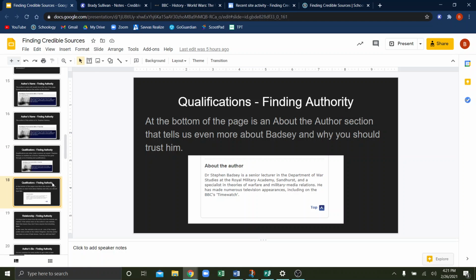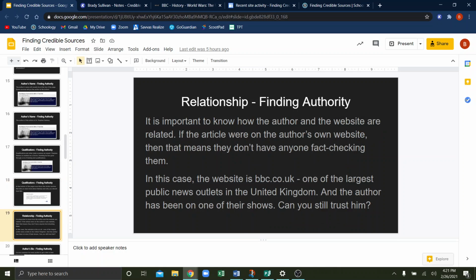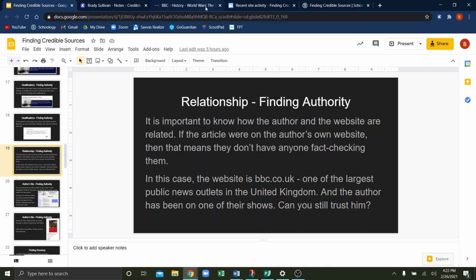Okay, so how are they related? It's important to know that the author is not the owner of the website. In this case, the website is one of the largest public news outlets in the United Kingdom. The author has been on their shows. So the question is, since this man has been on their shows, has been on TV with them, can you still trust him? I'd say yes. Yes, absolutely.